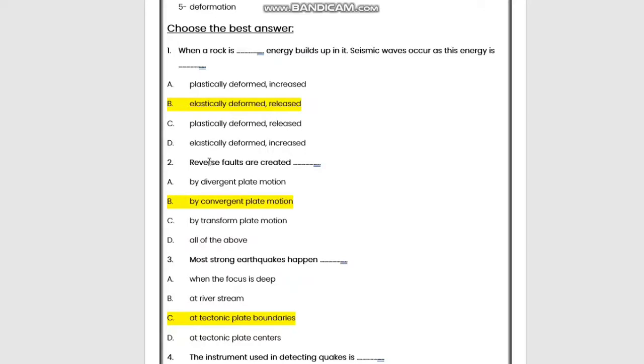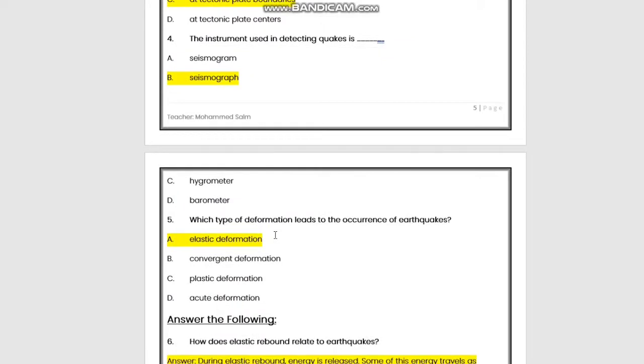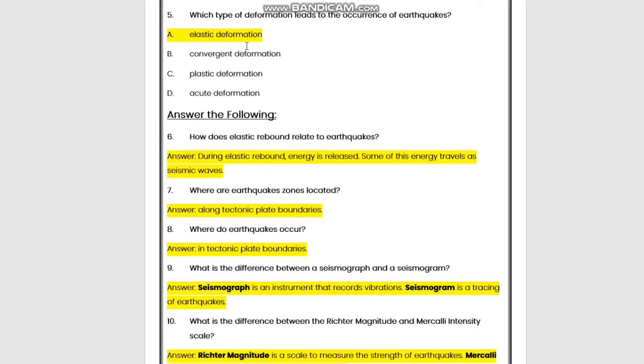Next question. Reverse faults are created by convergent plate motion. This is very important as well. Most strong earthquakes happen at tectonic plate boundaries. These 2 questions are important. Next question. The instrument used in detecting quakes is seismograph. Seismograph is the instrument that we use for detecting earthquakes. Which type of deformation leads to the occurrence of earthquakes? Of course, elastic deformation, because they are reacting and getting back to their place.